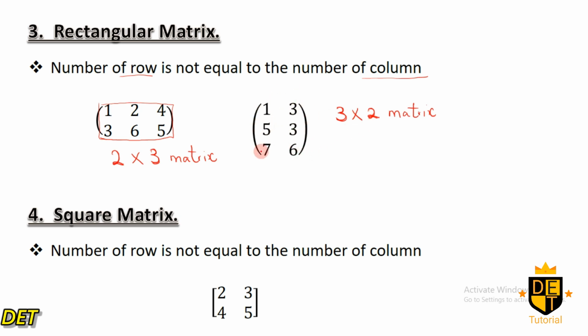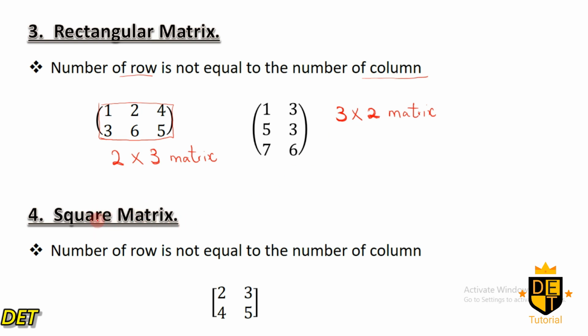Left to right is your row, up to down is your column. So you can see that the number of rows is more than the number of columns. They are not equal. So this is an example of a rectangular matrix. So a rectangular matrix is a type of matrix in which the number of rows is not equal to the number of columns. It's that easy.